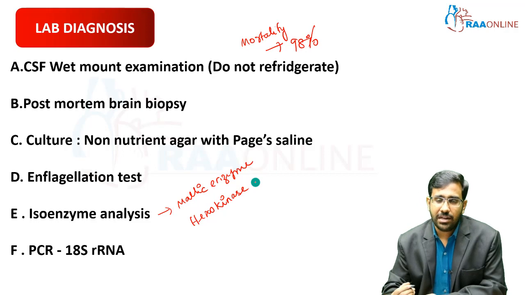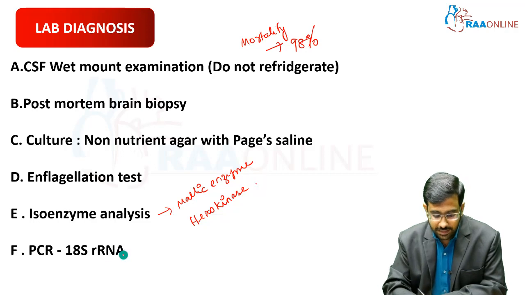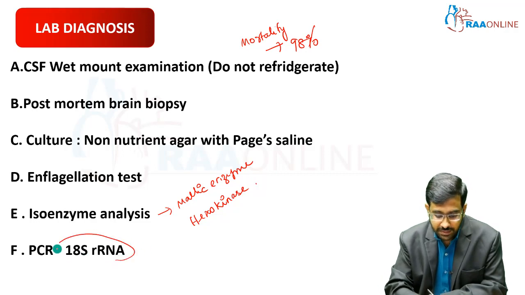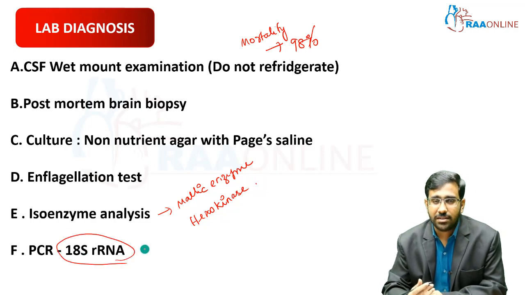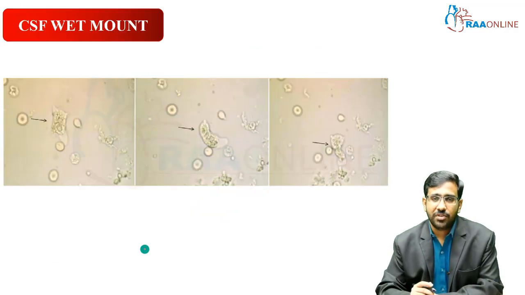So this will give us an idea about the presence of a particular amoebic pathogen, and it will also help us in differentiating what kind of amoebic pathogen it is. And we do the molecular test, that's the PCR, where we determine the presence of 18S rRNA, which is going to indicate the presence of a parasitic etiology. Now moving on to the CSF wet mount examination.